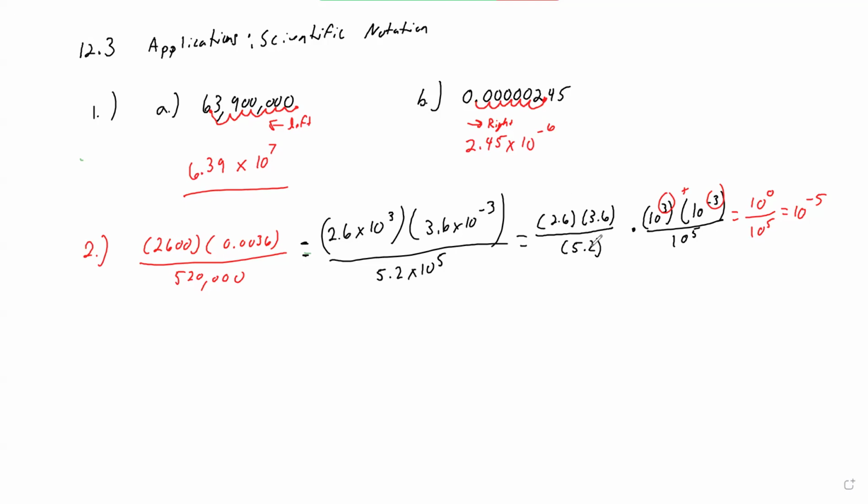Now I just have to figure out what this situation is. So in your little calculators, I saw a lot of y'all have them. What is 2.6 times 3.6? And then take that result and divide it by 5.2.